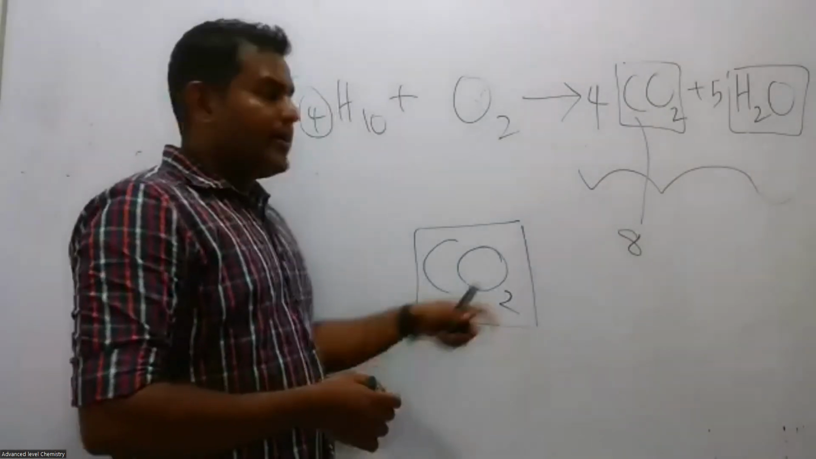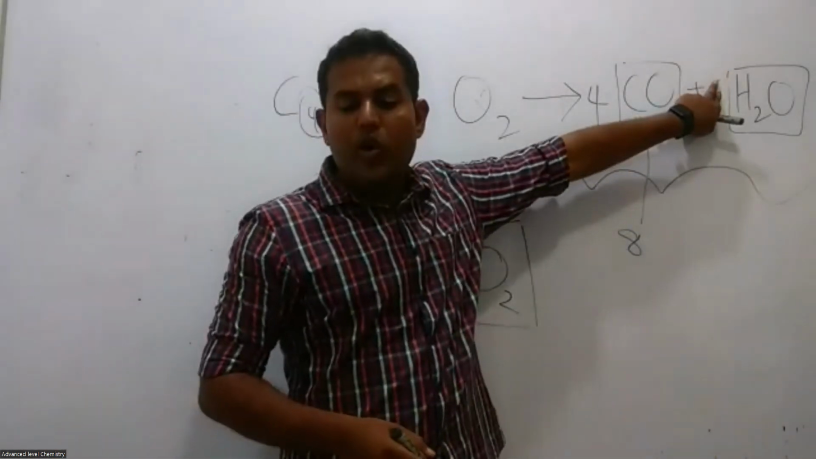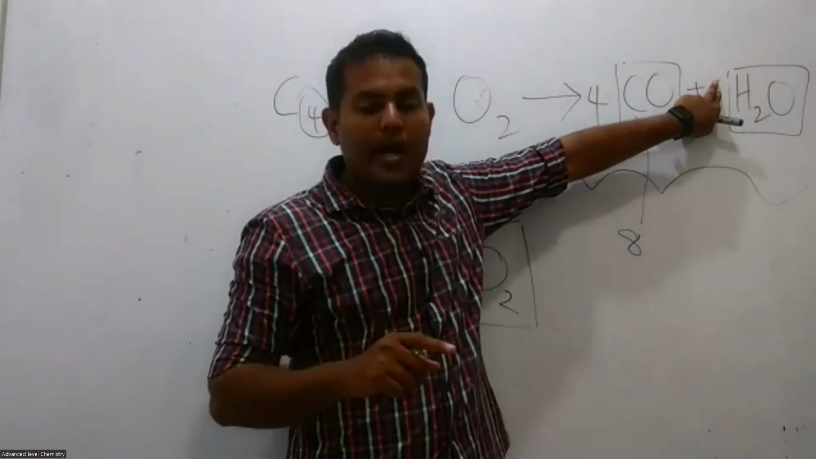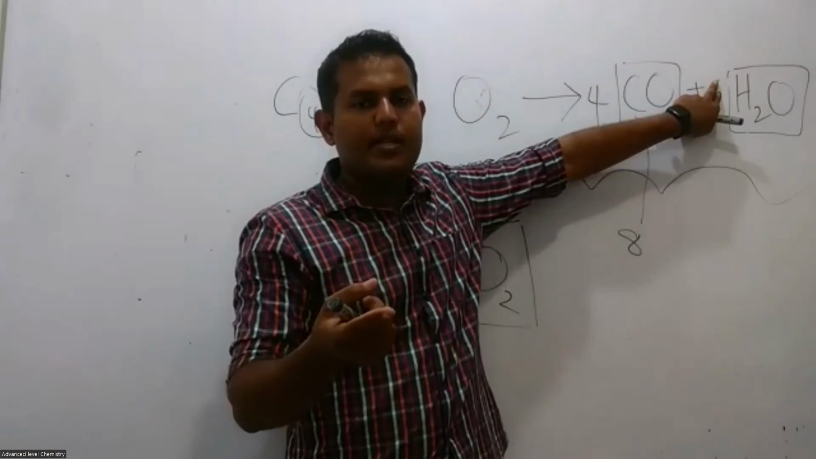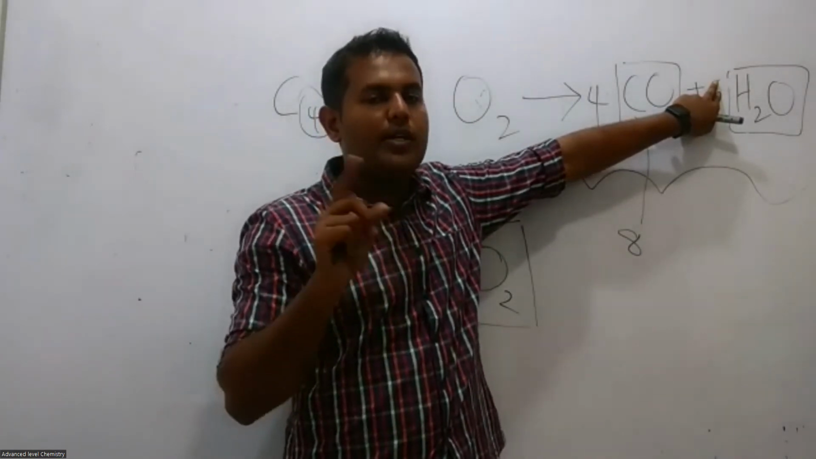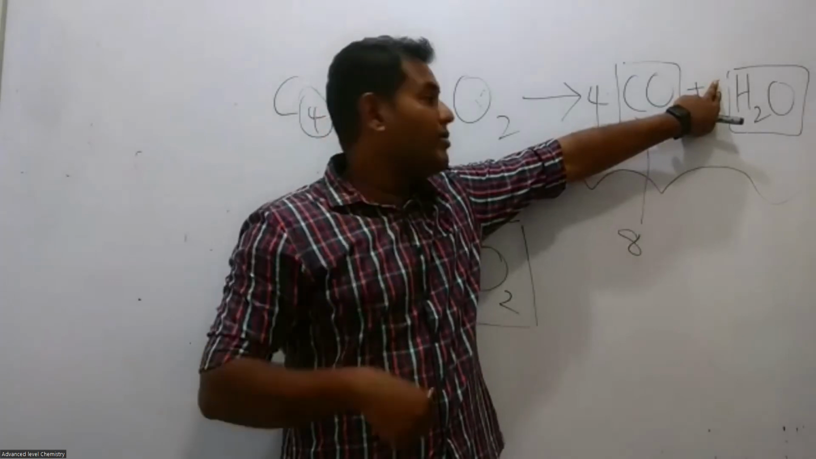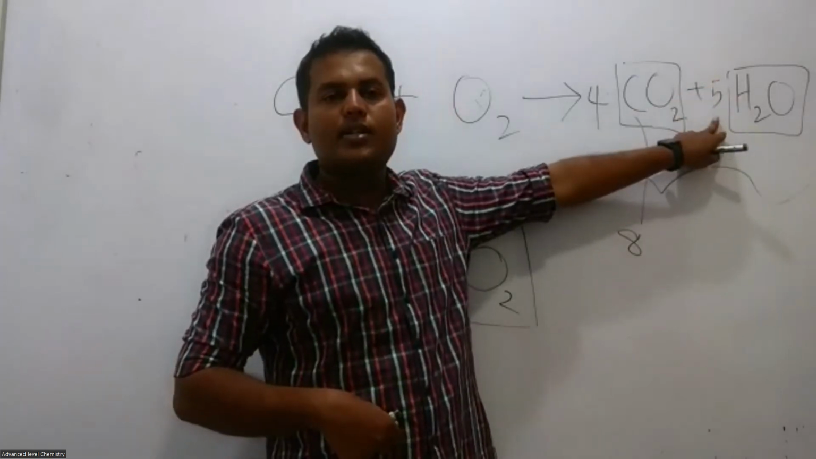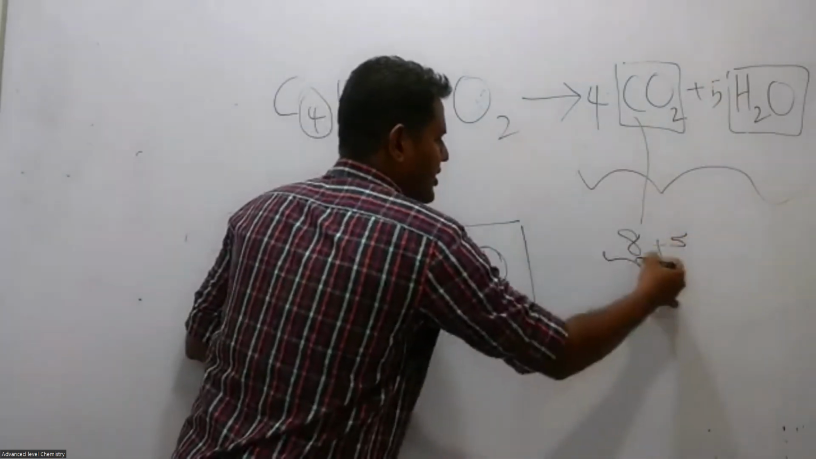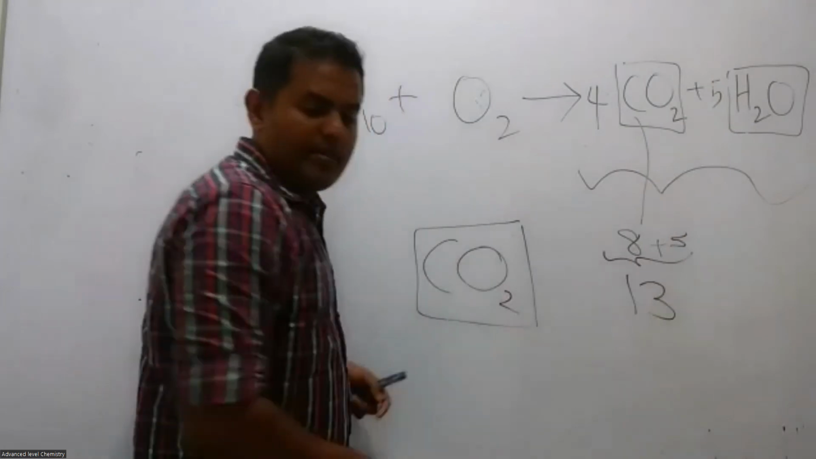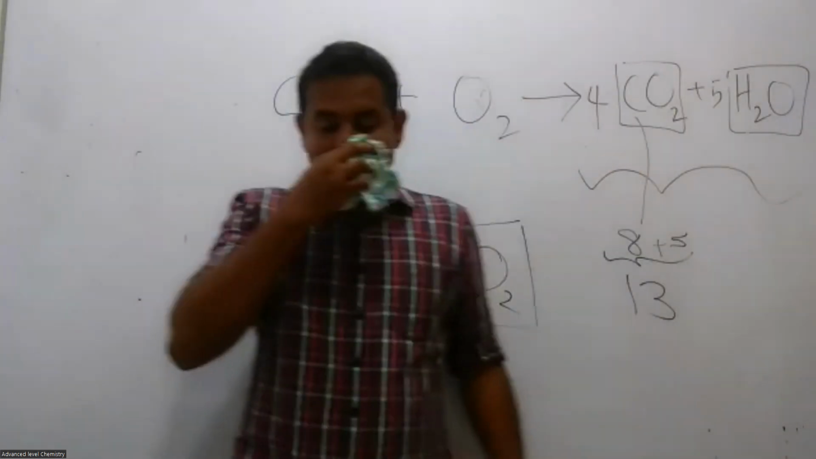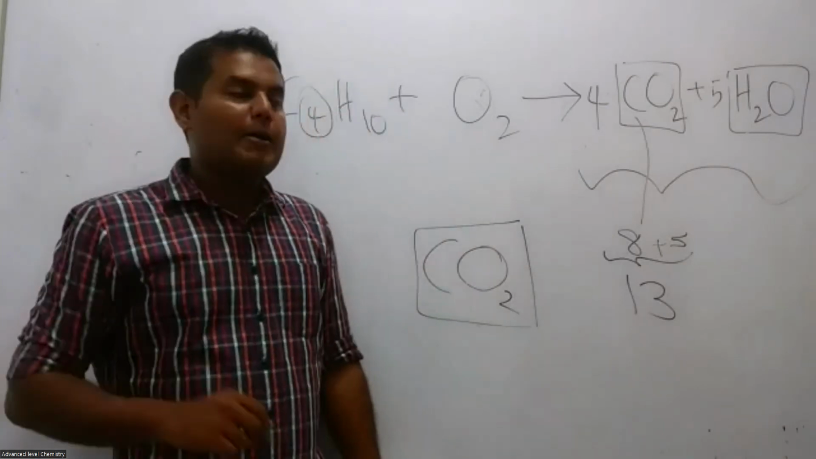Here, in 1 water molecule, you have 1 oxygen. So here we have 5 water molecules. So how many oxygens? There are 5 oxygens. So on the right side, the total number of oxygens is 13. Right? On the right side, the total number of oxygens is 13.